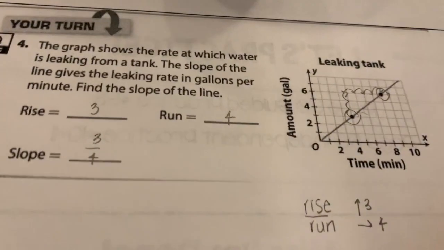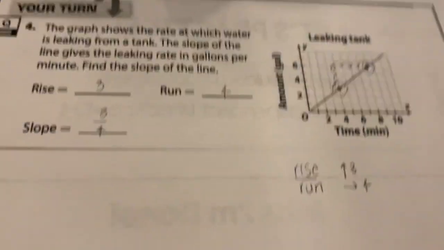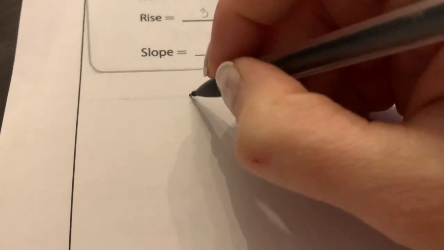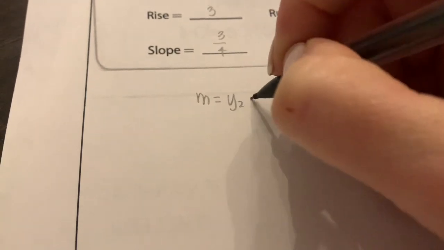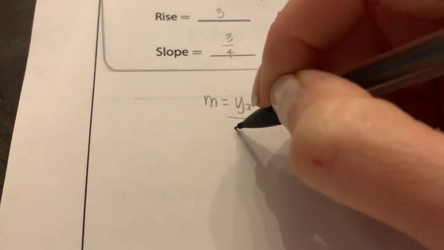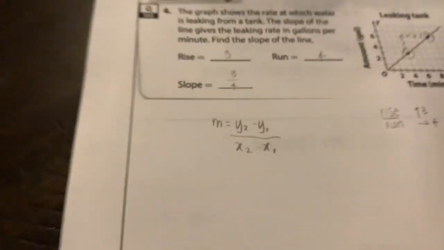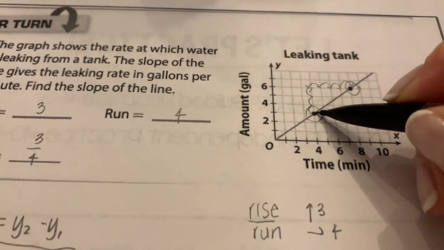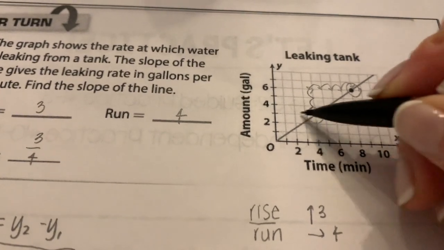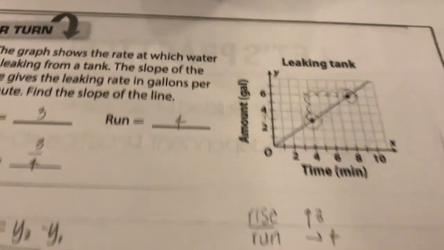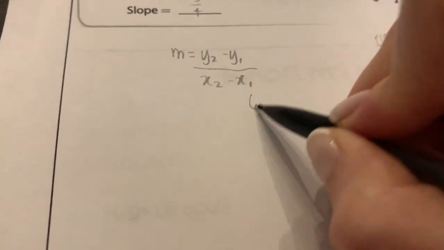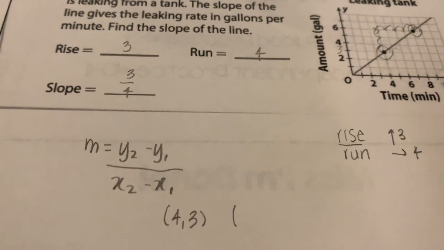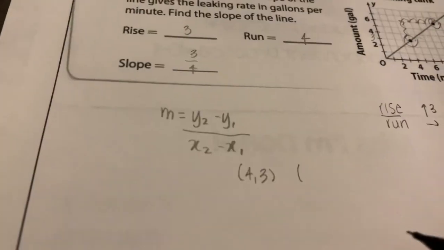That's my slope, okay? I'm just gonna show you one time how to do this with the change in y over change in x formula, which is m equals y2 minus y1 over x2 minus x1. In order to do this, I just have to say what these 2 points are. So this point is (4, 3), that's my first point, and my second point is (8, 6).